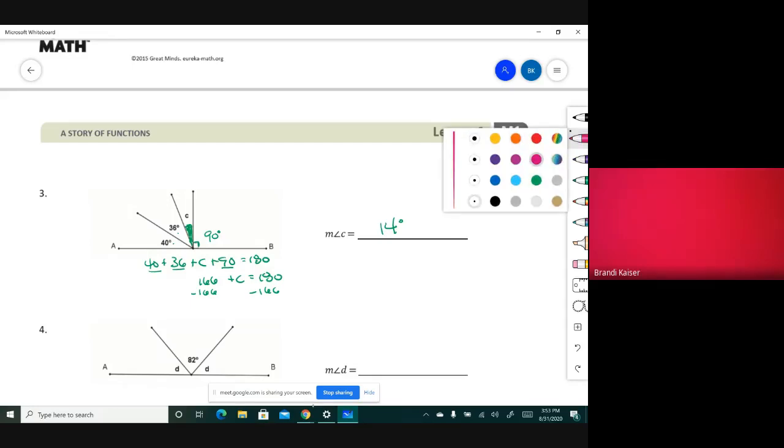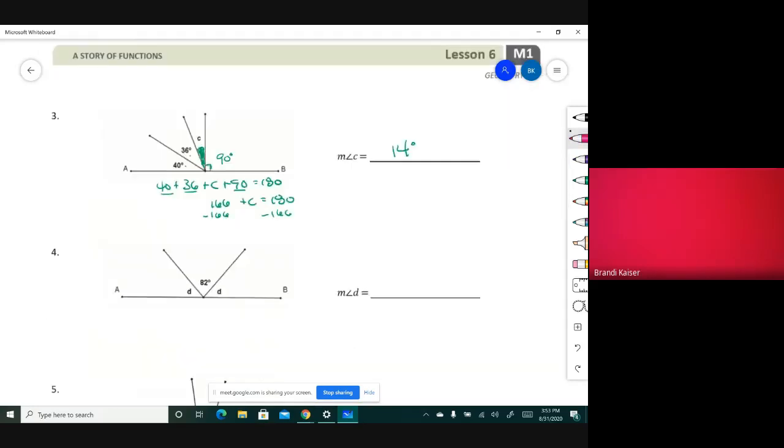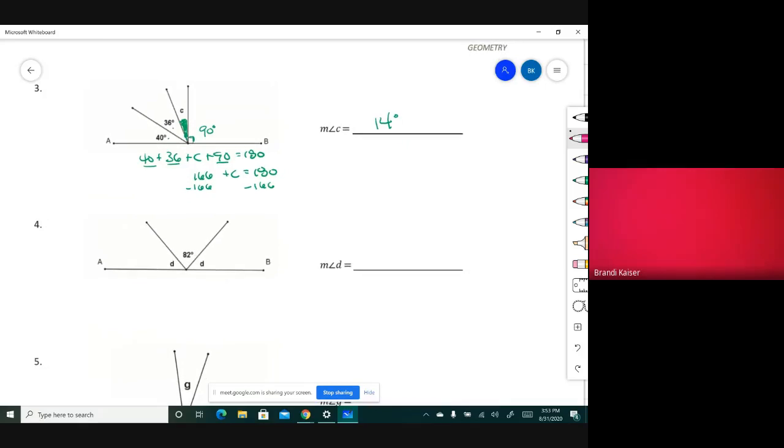All right, number 4. Okay, so this one's a little bit different. If you notice, I'm solving for D, but there's 2 D's here. There's a D on the left and a D on the right. Now ideally here, if there's 2 D's, that means both of them should equal the same thing. And I would be able to put D plus 82 plus D equals, if you notice, they're on another line segment, so they should add up to 180.